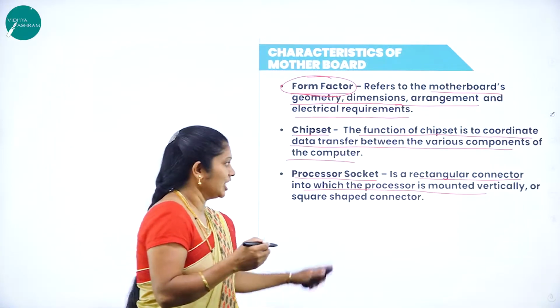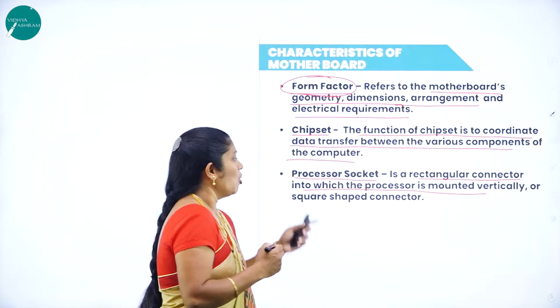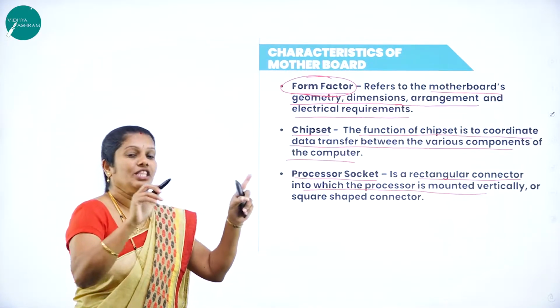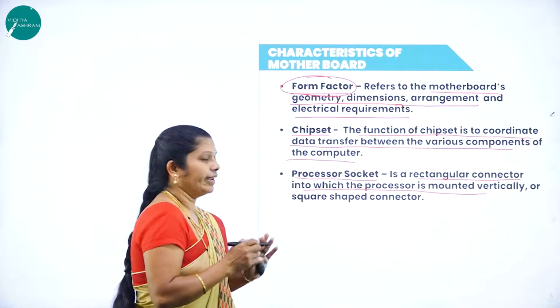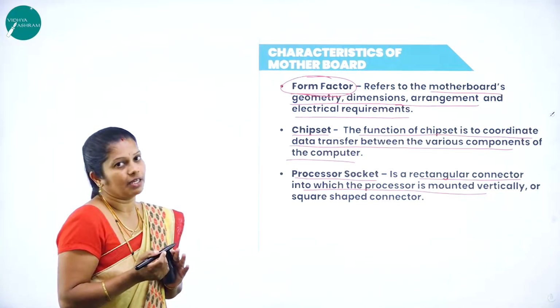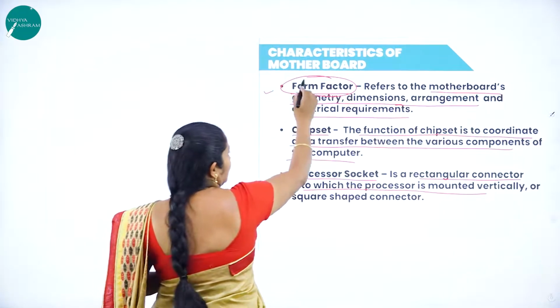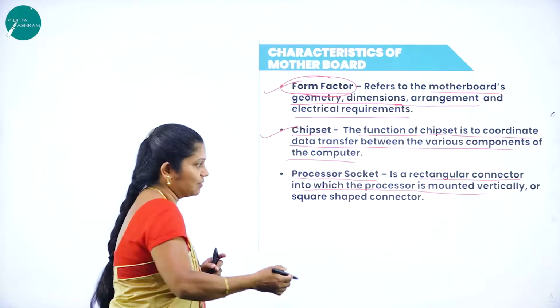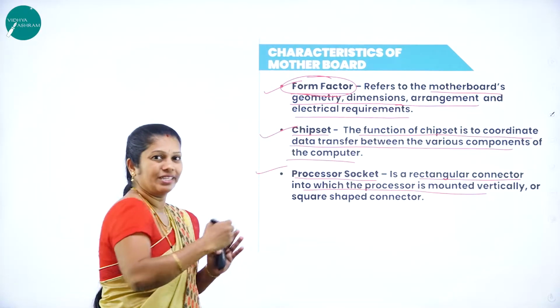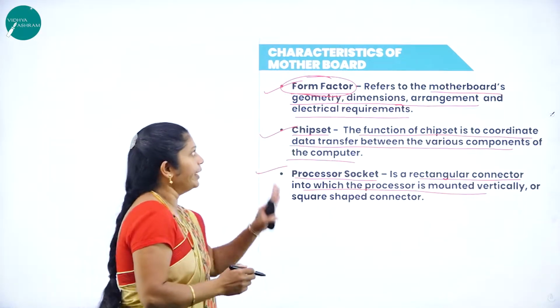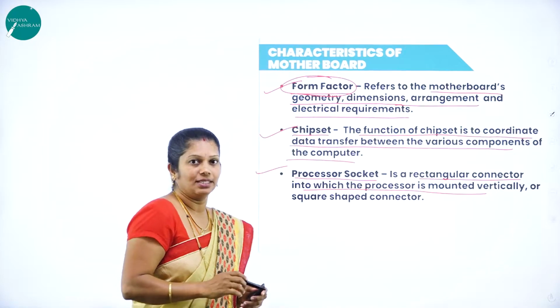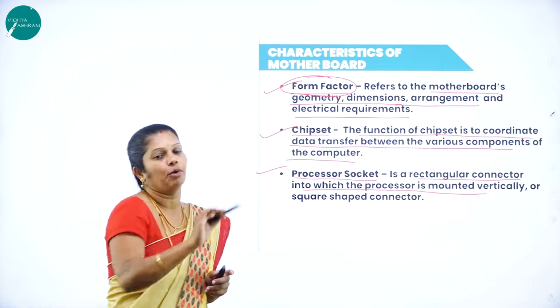On which pattern, especially whether it's a vertical shape or a square shape, in which format it is mounted, depending upon that also we are classifying the motherboard. Form factor is very important. Then chipset, how data is transferring, and whether it is mounted vertically or horizontally. Depending upon that also, we are classifying the motherboard. It's a very, very important question.